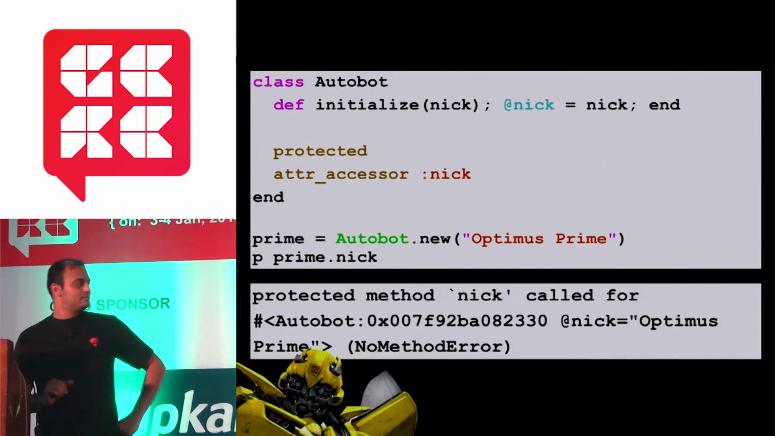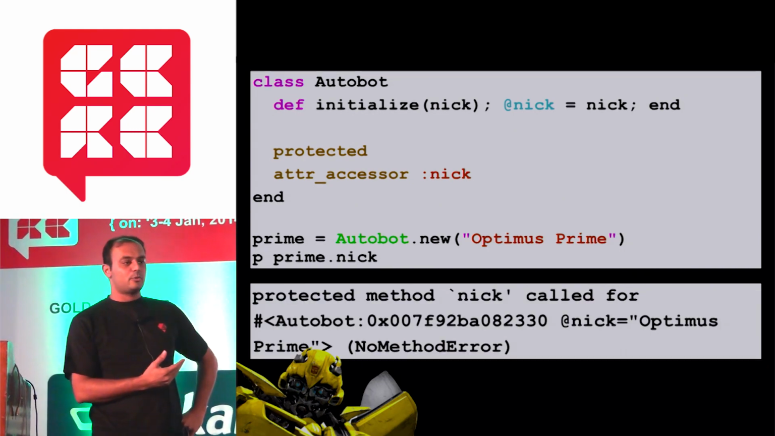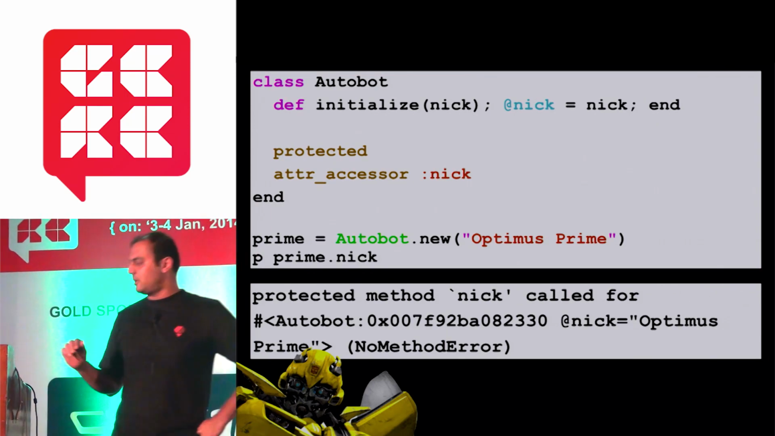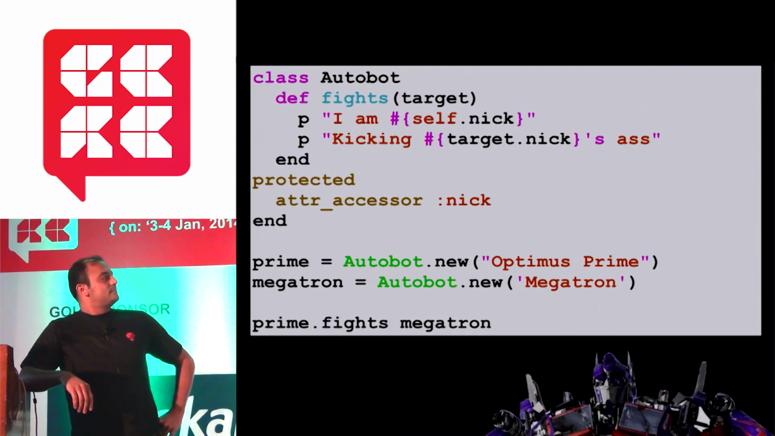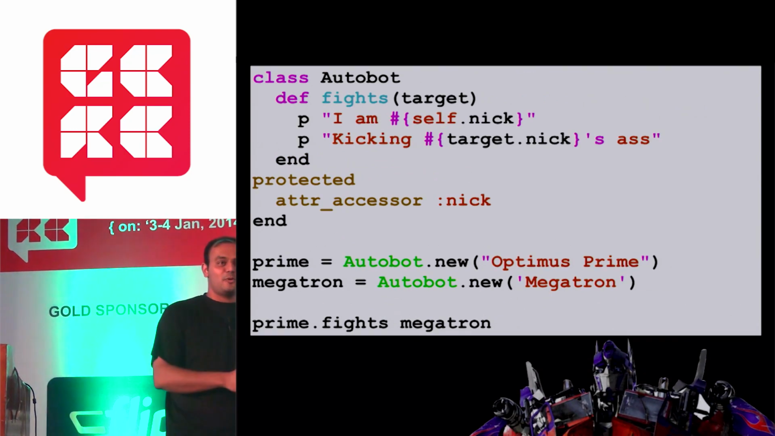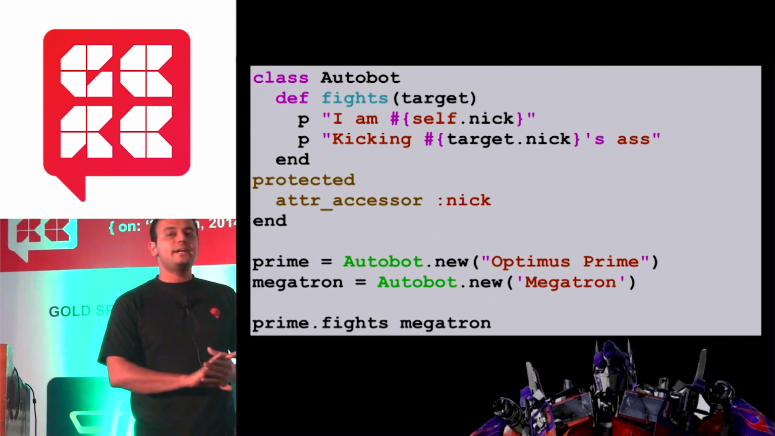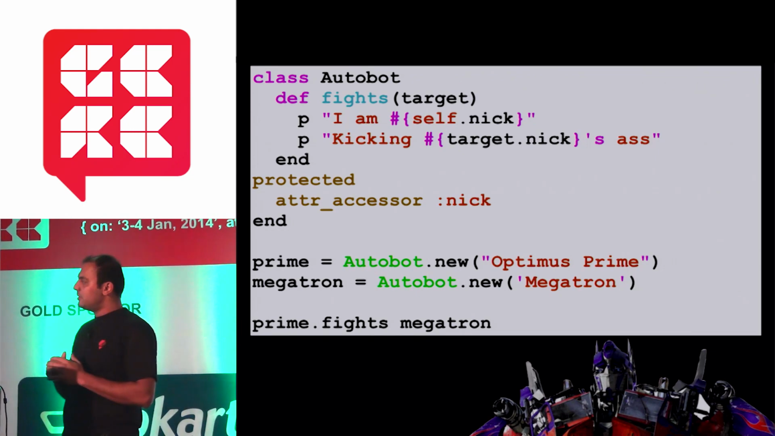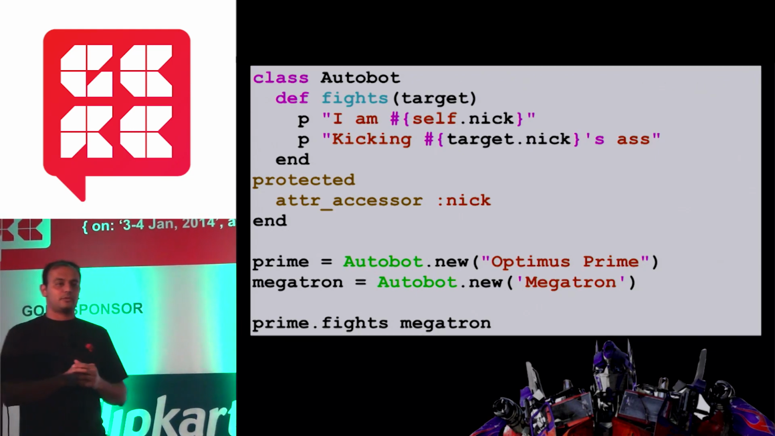No takers. Come on, man, that's pretty obvious, right? You can't call a protected method on an object. Simple stuff. However, now beginners, so-called beginners, can tune out. This is fun. I added a method called fights. Same piece of code. What is the output?